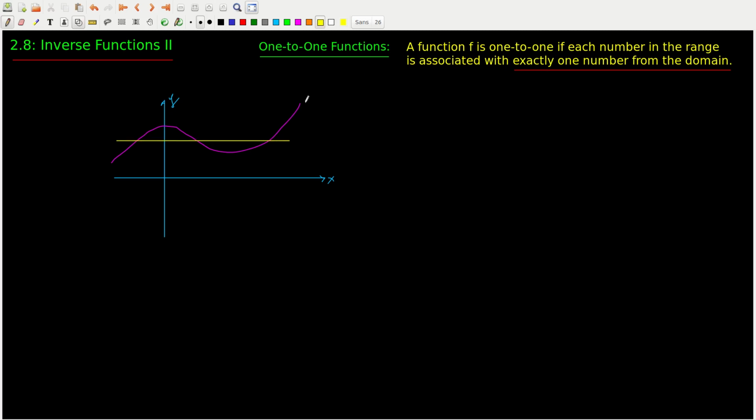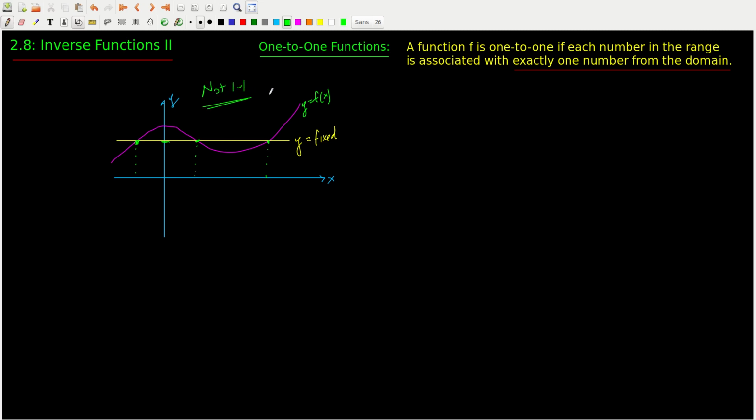So we said a function was one-to-one if every number in the range, so you can see this yellow line here is a fixed number in the range, right? It's a fixed y value. So every number in the range corresponds to exactly one number in the domain. In this case, it doesn't correspond to exactly one number in the domain. It corresponds, in fact, to many numbers in the domain. There are many numbers in the domain of this purple function that produce the single yellow y value that I've got here. And so this function is not one-to-one.